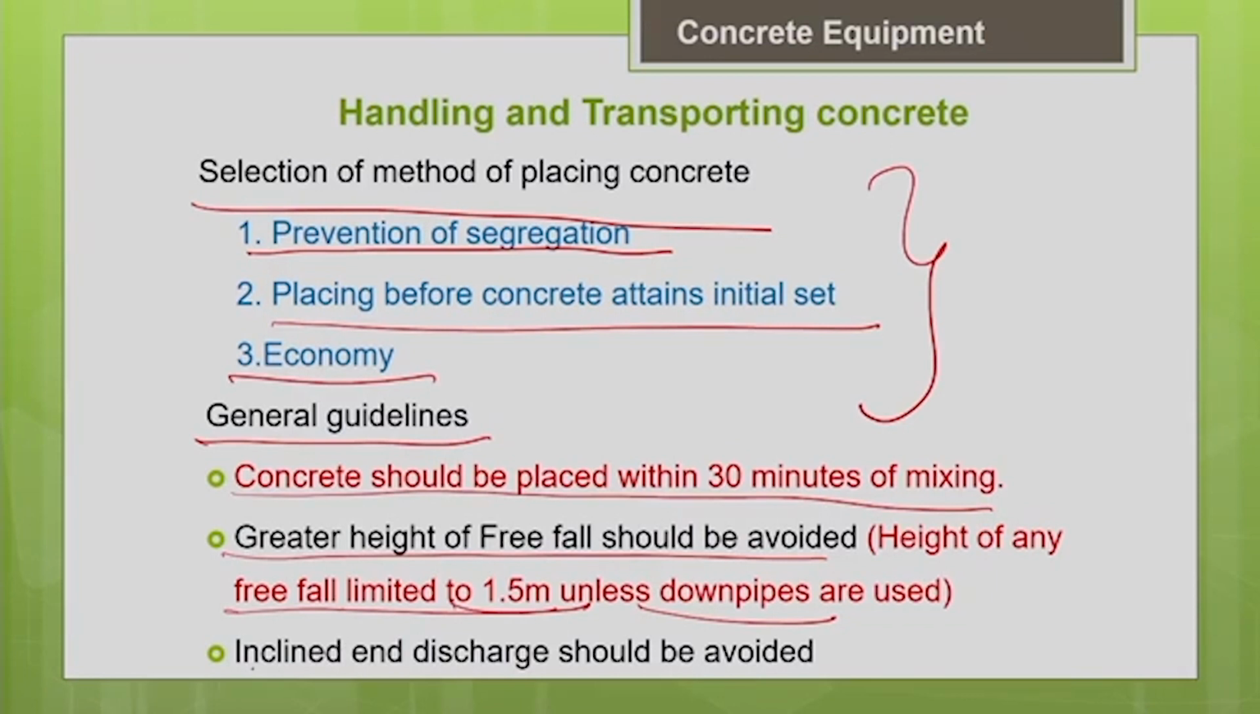Another important thing you should note is that inclined end discharge should be avoided. Many times you can see that concrete will be conveyed from a higher level to a lower level in an inclined manner, with the help of a chute or pipeline. So the flow of concrete can be inclined, but at the end, when the concrete is discharged, the end discharge should be vertical. That you should always keep in mind. You have to make some arrangement so that the flow at the end will be vertical.